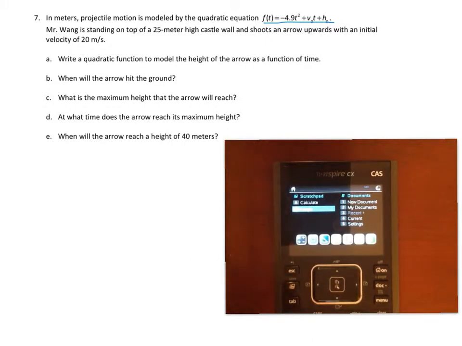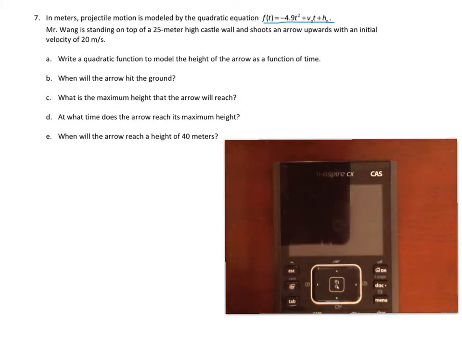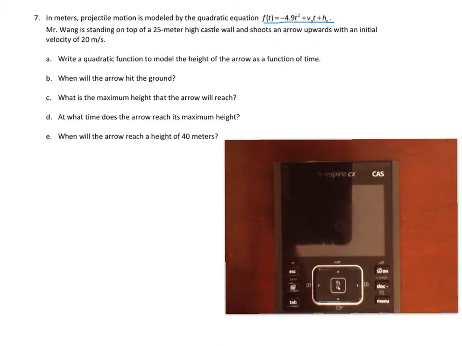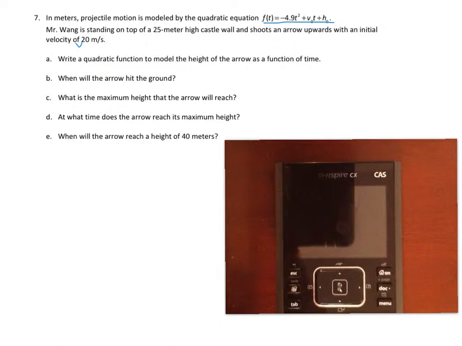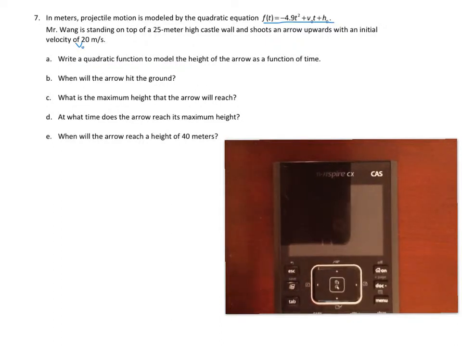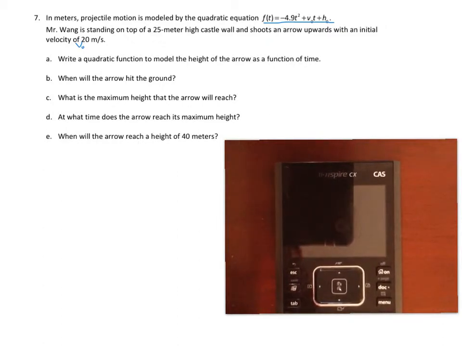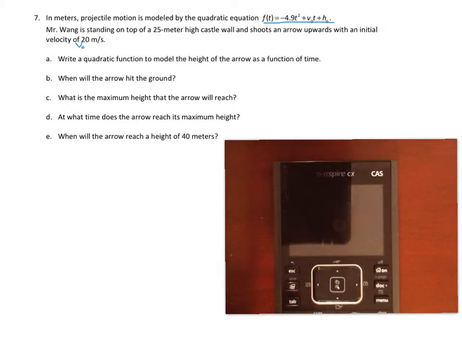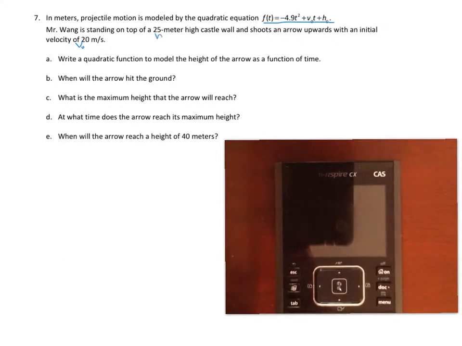So in this example, Mr. Wong is standing on top of a 25-meter high castle, and he shoots an arrow upwards with an initial velocity of 20 meters per second. So his initial velocity, v naught, is 20, and the initial height, since he's standing on a 25-meter high castle wall, will be the initial height where the arrow will be released. So h naught.